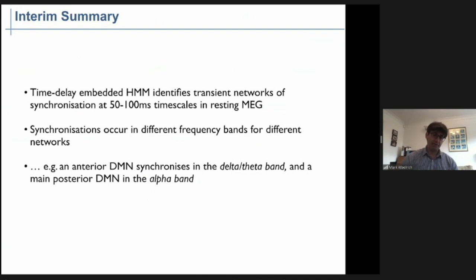So as a summary of this part of the talk, we've seen that the time delay embedded HMM allows us to identify transient networks of synchronization at 50 to 100 millisecond timescales in resting MEG. Synchronizations occur in different frequency bands for different networks. For example, the anterior DMN synchronizes in the delta theta band, and the main posterior DMN more so in the alpha band. And we think this information is available because we're accessing these faster timescales with the HMM.